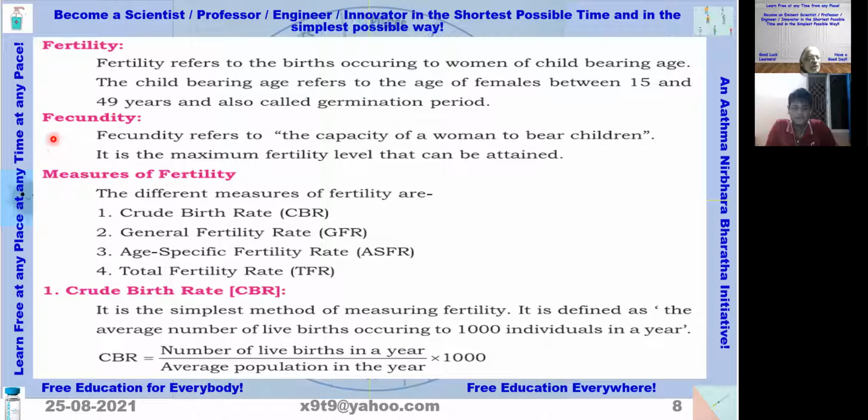Then this, how do you pronounce this? Fecundity, sir. You can use whatever that is there.